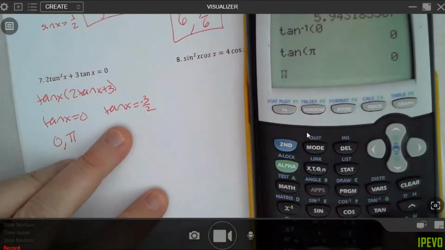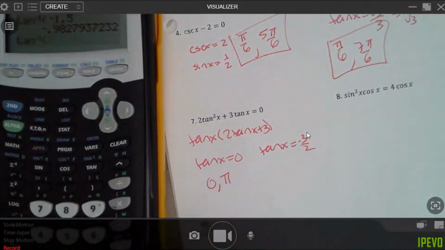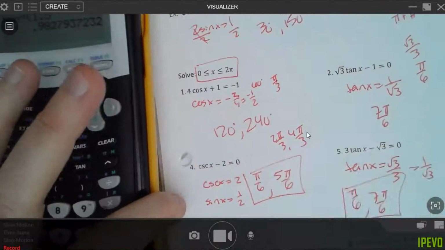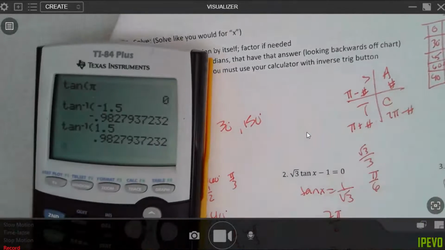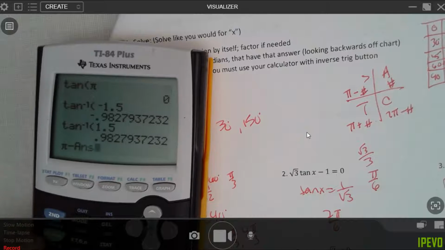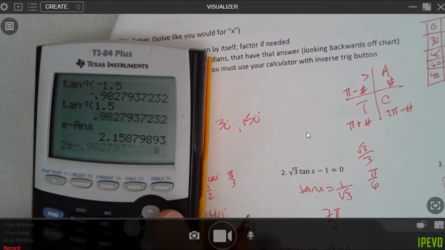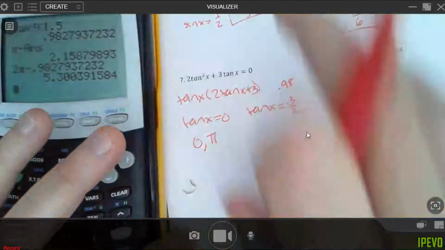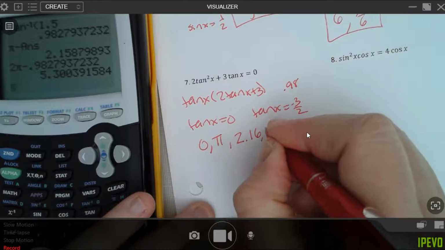Then here I'm going to tan inverse negative 1.5. And that gives me, actually, I should do positive because the negative just tells me what quadrants I'm in. So 0.98. And then tangent's negative in these two quadrants up here, so I'm going to do pi minus that answer, and then I'm going to do 2 pi minus that answer. So those are the two numbers I'm going to write down. So we have 0, pi, and then 2.16 and 5.3.